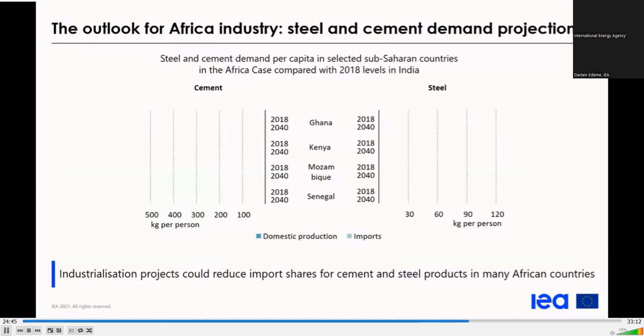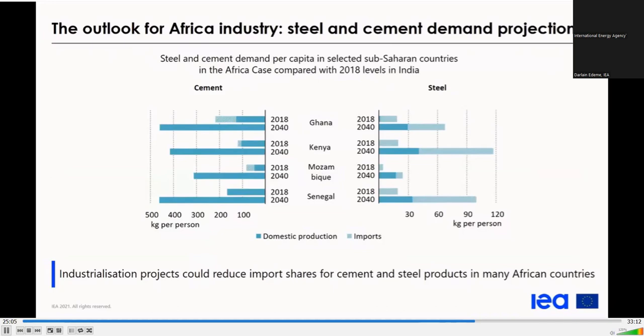This is an example of results that we can get in our analysis looking at Africa industry. Here you can see four countries with 2018 levels of demand for cement and steel, and in 2040, according to our projections. And we have also compared these levels to those of India in 2018. So steel and cement demand per capita is one example of a parameter we will project so that we get a better understanding of what could be the total energy demand coming from the industry. And the interesting part of the analysis is that we are able also to look at what would be the share of imports and the share of domestic production.